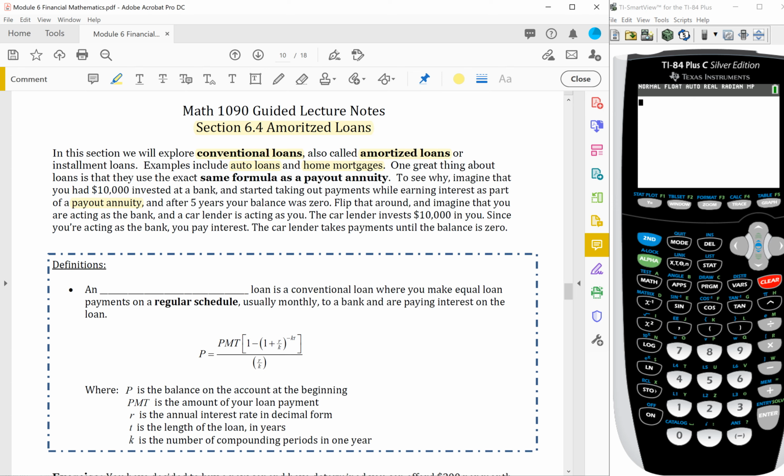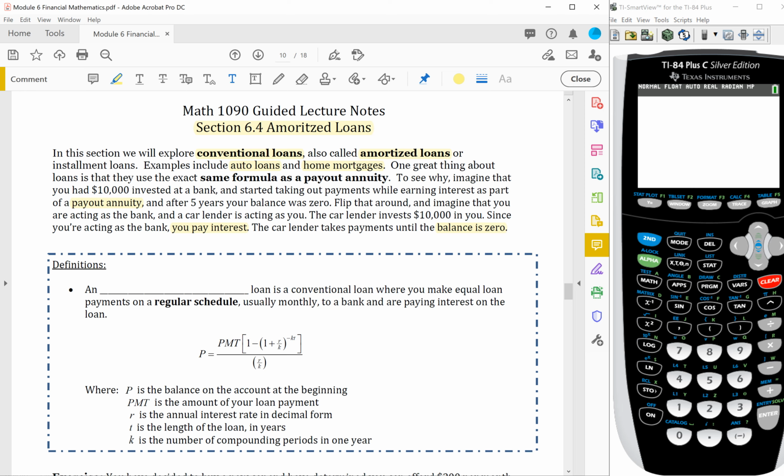Now flip that around and imagine that you are acting as the bank and a car lender is acting as you. The car lender invests $10,000 in you. Since you're acting as the bank, you pay interest. The car lender takes the payments until the balance is zero. So again, I'd like you to see this as the same as a payout annuity, just the roles of the lender and the payee have been switched.